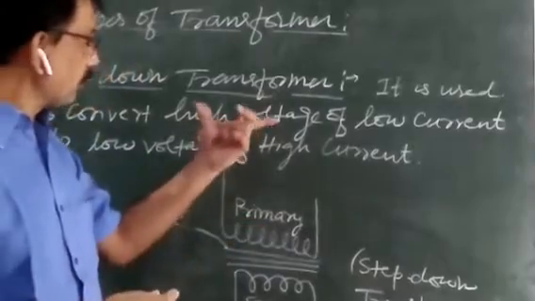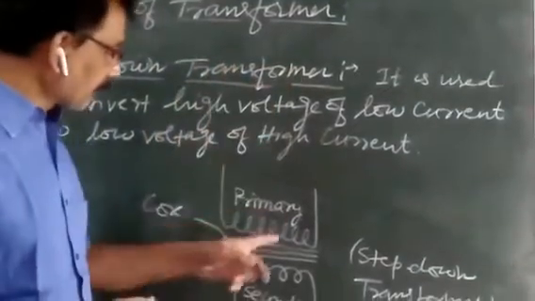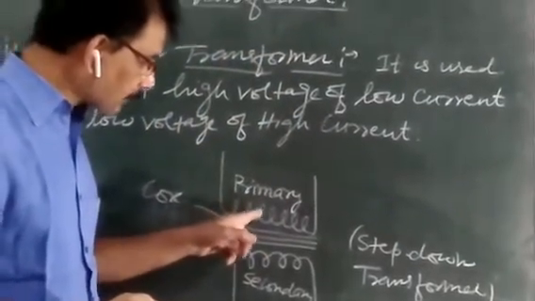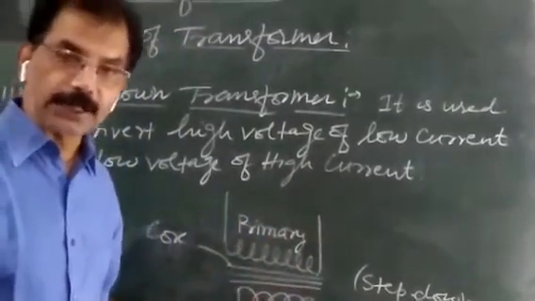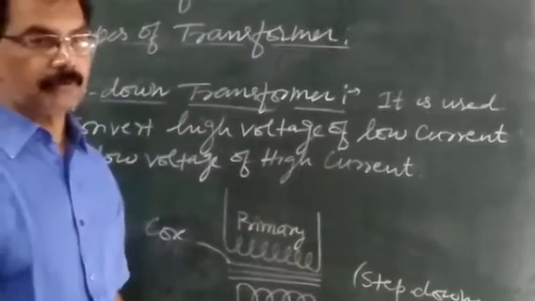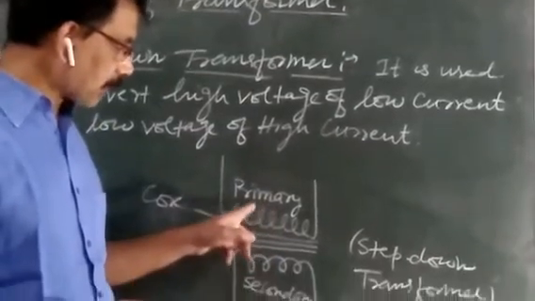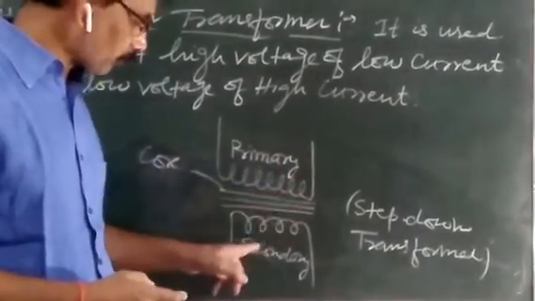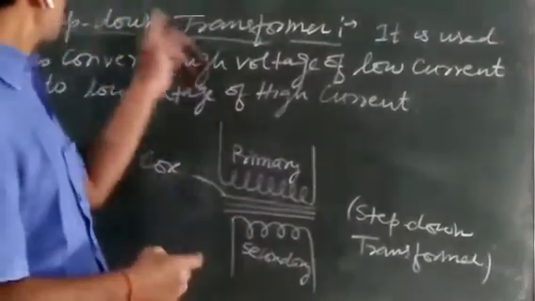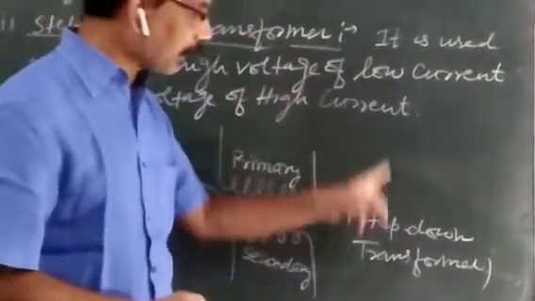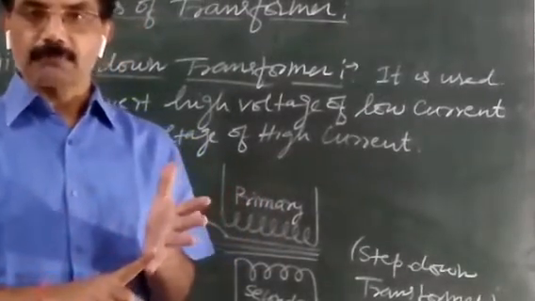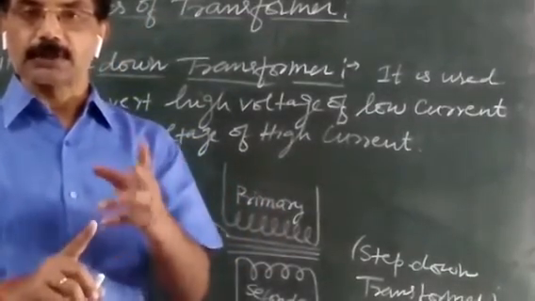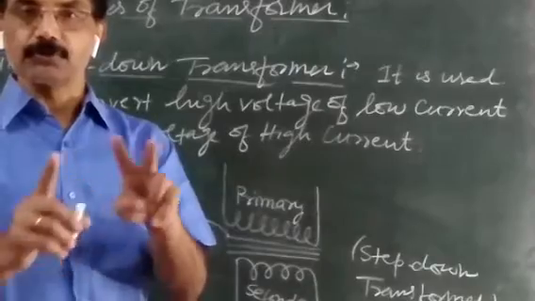So in this way, in a step-down transformer also, the number of turns in the primary coil is more than the number of turns in the secondary coil. What I am saying here is that the number of turns in the primary coil is more than the number of turns in the secondary coil in the case of the step-down transformer. So in this way, step-up transformer and step-down transformer are the two types of transformer which are used in AC.